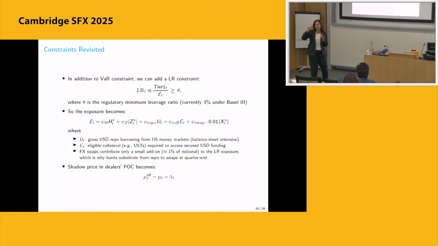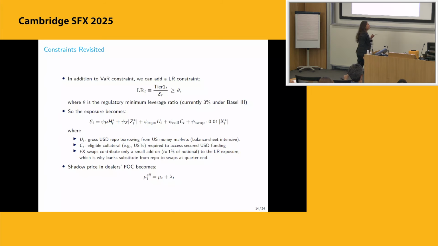What you can do is just add a second shadow cost in addition to this value at risk constraint that they already have. So how would you do that? You can just add a leverage constraint that looks as follows. Now it's determined not just by the size of the risky positions that you have, but you could also add, for example, some repo borrowing. You could add some collateral cost because you have to post US treasuries as collateral, and you still have this swap cost, psi, which is going to be very small because it's usually just 1% of notional.